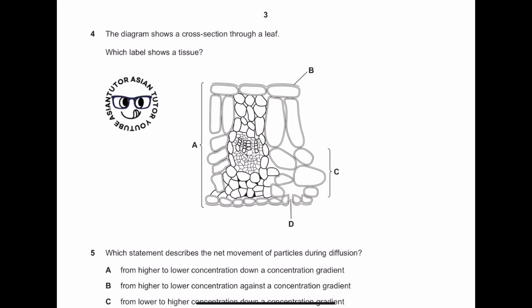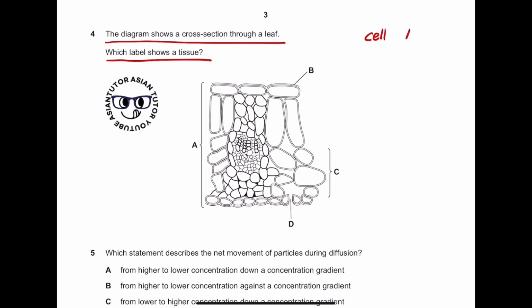Number 4. The diagram shows a cross-section through a leaf. Which label shows a tissue? Which of these structures is a tissue? That's a good question, because this question can become quite confusing. When we talk about a tissue, it is a group of cells, actually a group of the same cell gathering together.